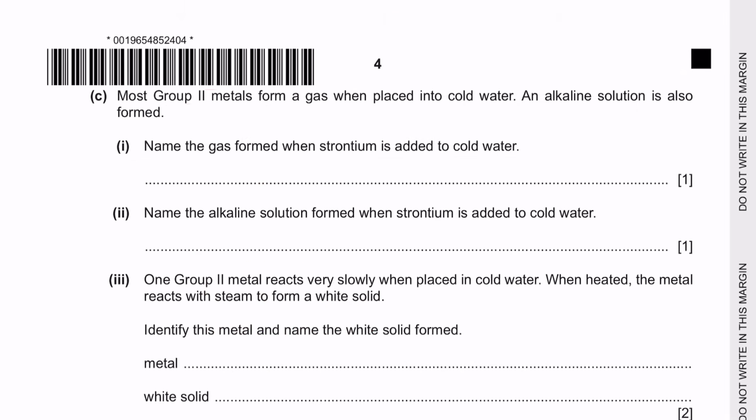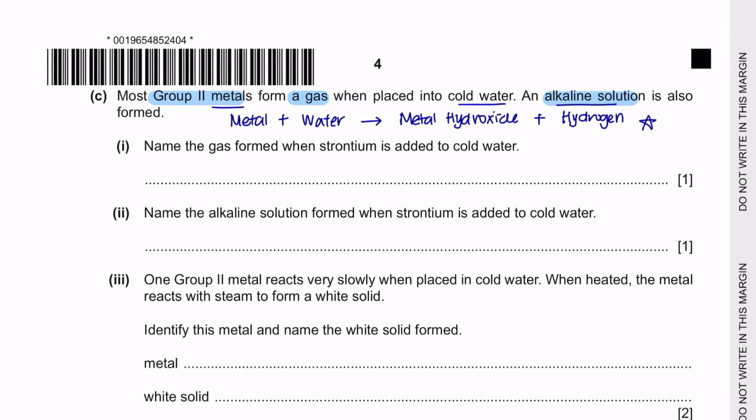Next, question C. Most group 2 metals form a gas when placed into cold water. An alkaline solution is also formed. Now, when a metal reacts with water, it will form an alkaline solution, which is the metal hydroxide, and hydrogen gas. Part 1. Name the gas formed when strontium is added to cold water.